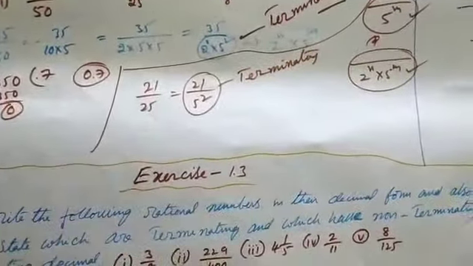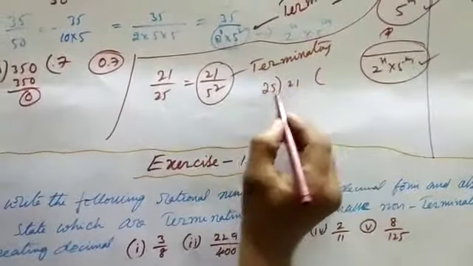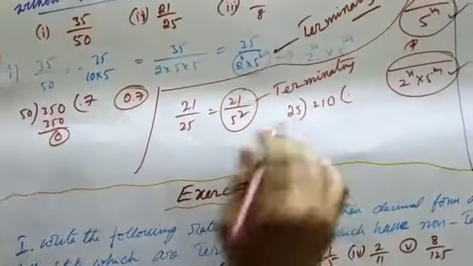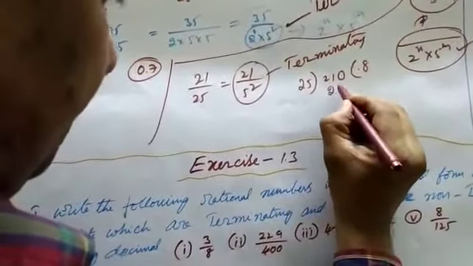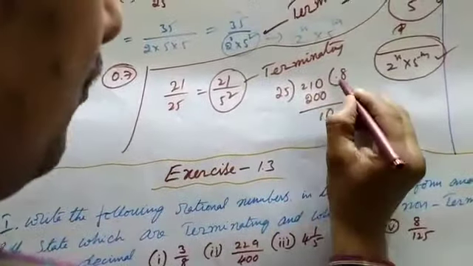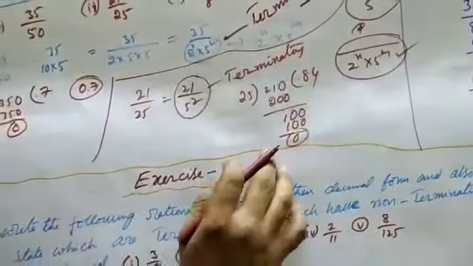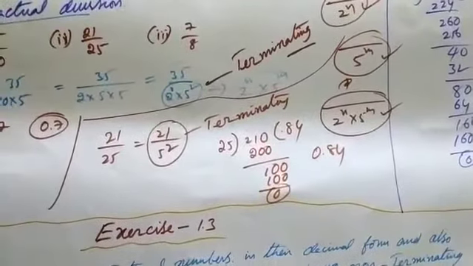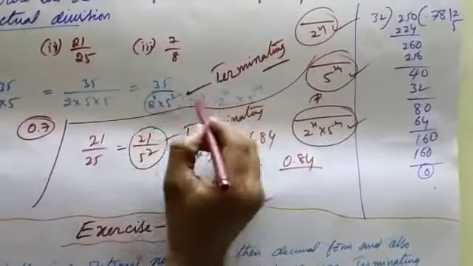See, check it once. 25, 21. Compared to 21, 25 is bigger. Okay, you put 0.0. 25 8s are 200. Yes or no? 4 4s, therefore 10.0. 25 4s are 100. Okay, this is like remainder 0. Therefore, what is the decimal form? 0.84. 0.84. The remainder is 0 like this.